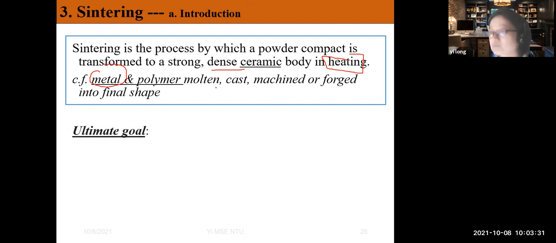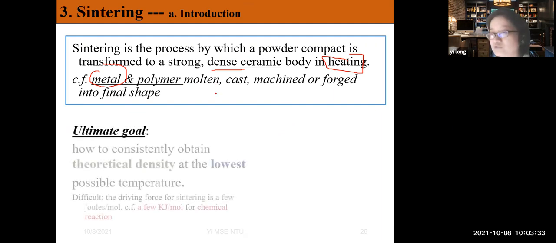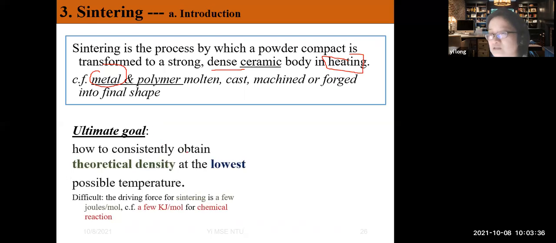So the ultimate goal of ceramic is how to consistently obtain ceramic density at the lowest possible temperatures. Okay, it is very difficult. Why? It's because the driving force for sintering is just a few joules per mole. But for any chemical reaction, it is actually in kilojoules, so it's 1,000 times higher. The driving force is much, much higher. So it is difficult, but it's useful and effective, right?